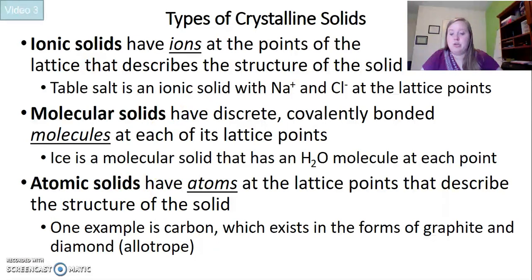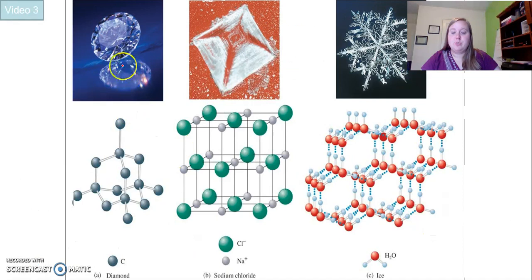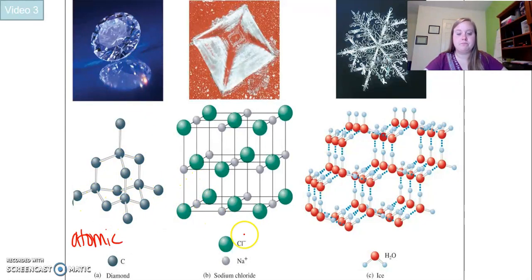Here is a picture to show you what it is that I'm talking about. In this first picture on the left, each one of these gray circles represents carbon. So if we have carbon, carbon, carbon, carbon, each one of these carbon atoms is a lattice point. If it's just a bunch of carbon atoms, that makes this an atomic solid. This specifically is diamond, so this is what the structure of diamond looks like.